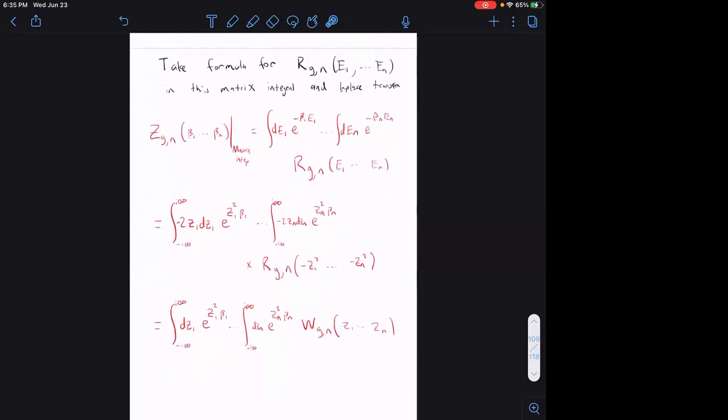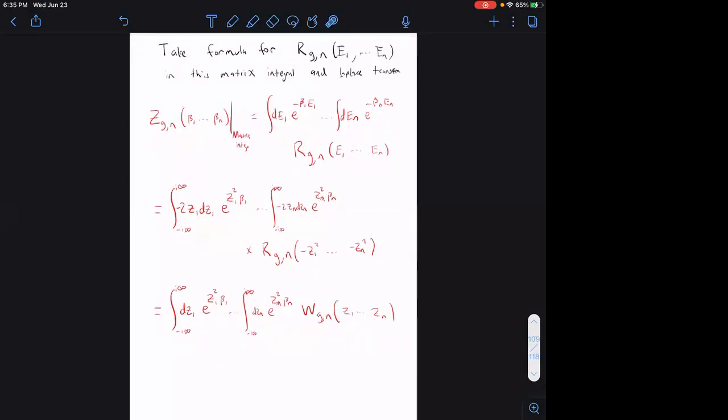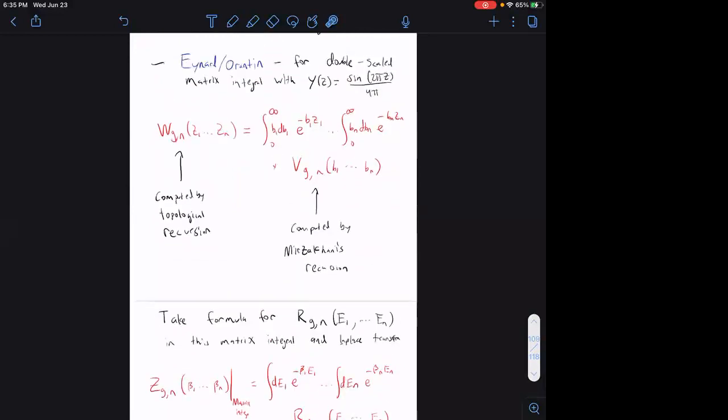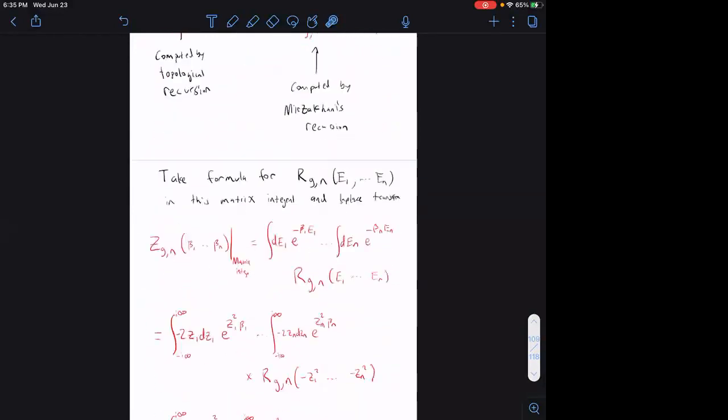So we're going to start with the matrix integral formula for the genus G contribution to the partition function with n boundaries. The partition function we can write in terms of a resolvent like this. We have integrals over the energy with these Boltzmann weights. And let's change variables from E to z, so we can make contact with this topological recursion. So we change E to minus z squared, and we replace this resolvent with these W's. So the partition function is this integral over the z's of the W's. W is the thing which in Eynard and Orantin is related to the volumes. So let's plug in their relation.